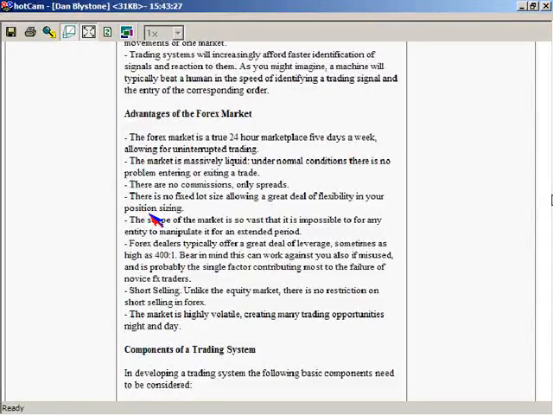Forex dealers typically offer a great deal of leverage, sometimes as high as 400 to 1. Bear in mind this can work against you if misused, and is probably the single factor contributing most to the failure of novice FX traders.